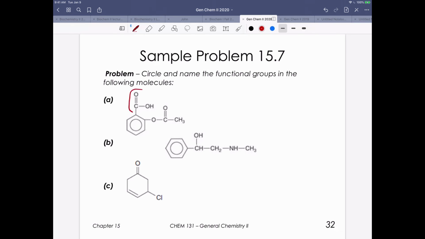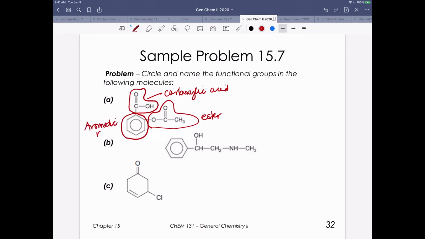All right, here's a functional group, carboxylic acid. Here's a functional group, ester. Here's a functional group. This is an aromatic ring. If you just write aromatic, that's fine. Let's go to this next guy. We've got another one of these aromatic rings.